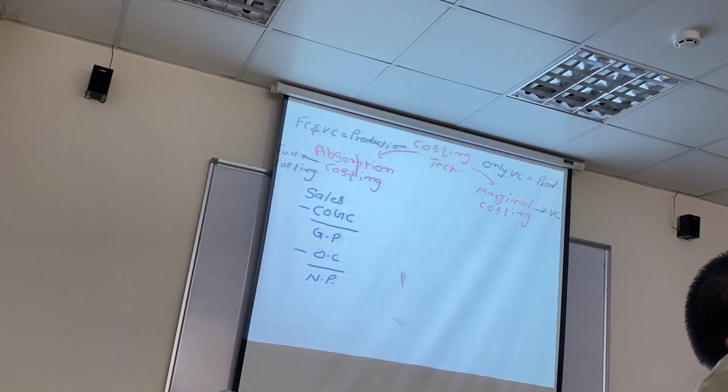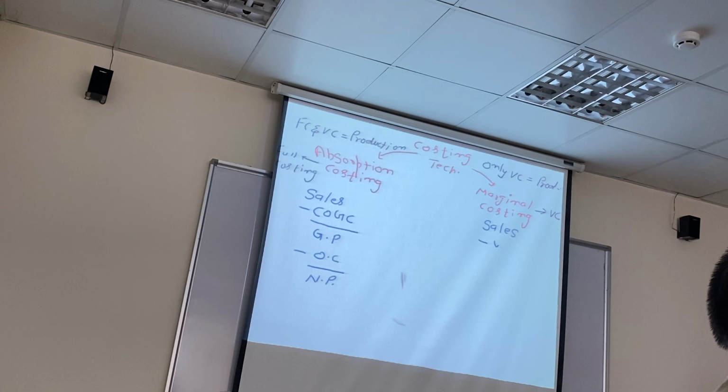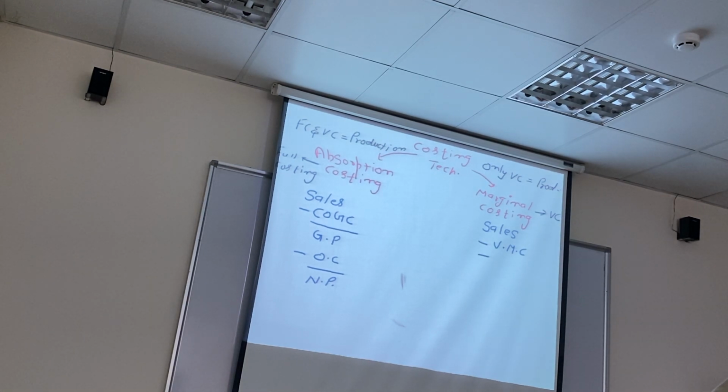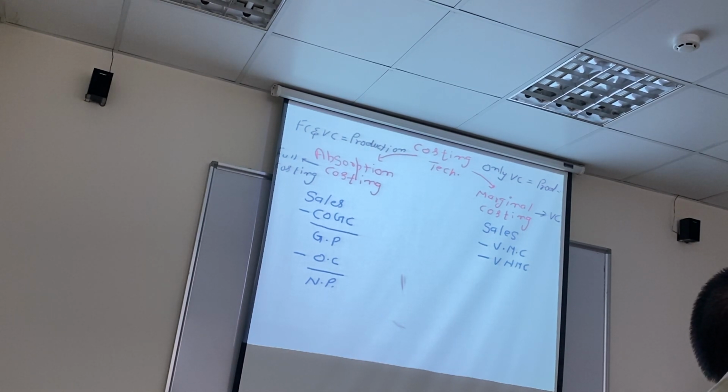Under marginal costing, sales minus variable manufacturing cost, minus variable non-manufacturing cost. So sales minus total variable cost, only variable. Variable manufacturing: direct material, direct labor, direct expense. Variable non-manufacturing, such as marketing, advertising, and so on.